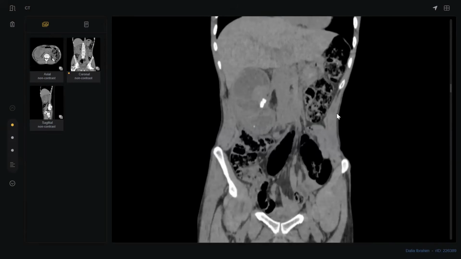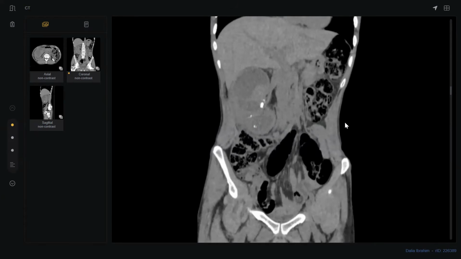Maybe this stone is an obstructing stone, a central stone. So I'm expecting this obstructing stone causing marked dilatation of the right pelvic calyceal system and may produce xanthogranulomatous pyelonephritis. In my routine practice, I'll check the post-contrast study.